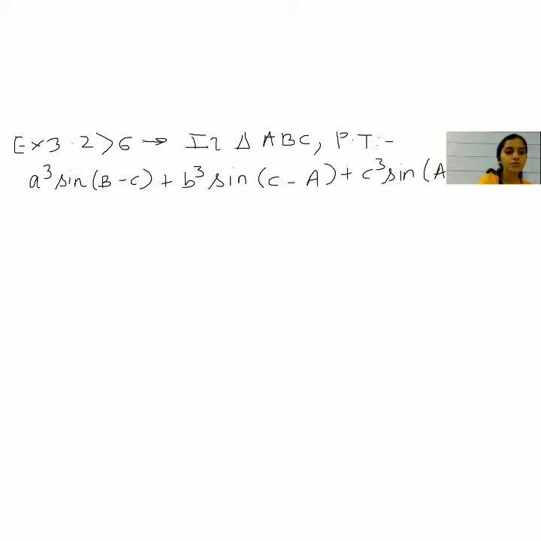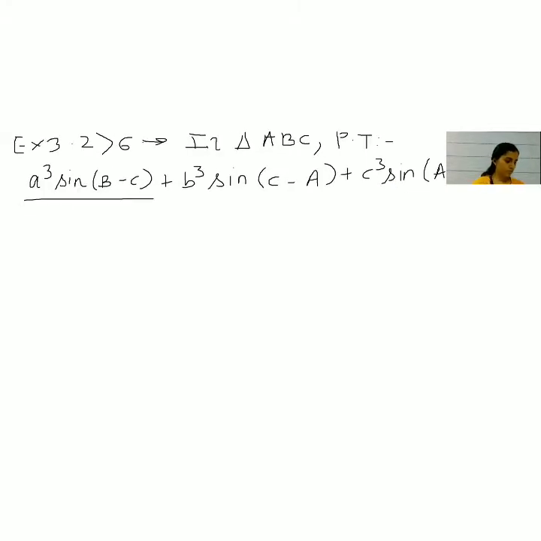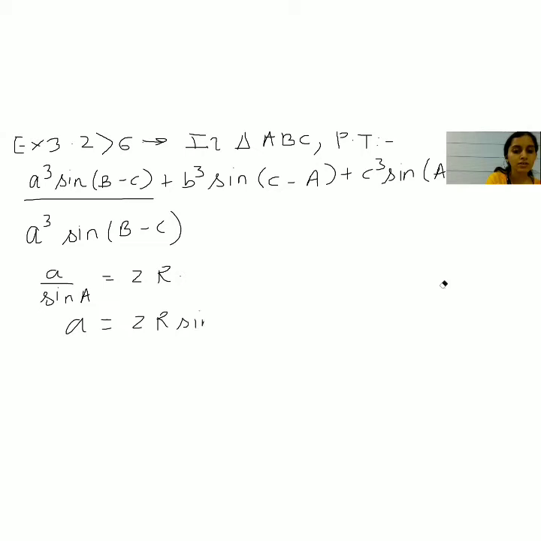So we will begin with the first term over here. Okay, so what is the first term? We have a cube sine of b minus c. Now we use the sine rule over here. So using the sine rule, a upon sine A is equal to 2r, right? So we can take this as a is equal to 2r sine A. Therefore, a cube is equal to 2r sine A, the whole thing cubed.